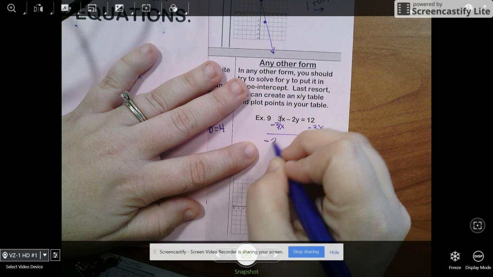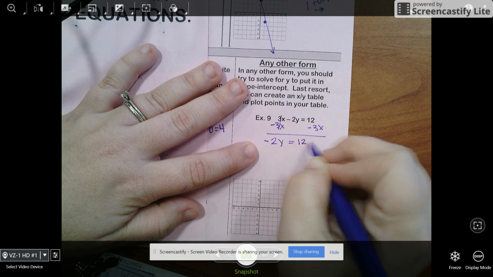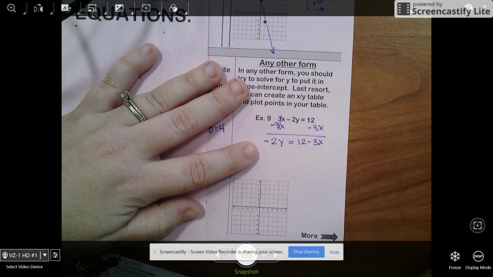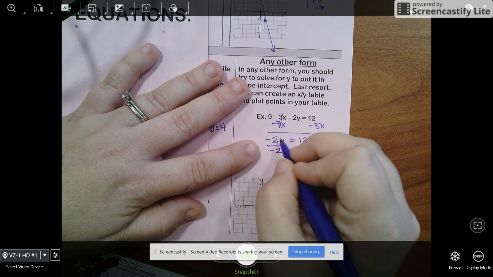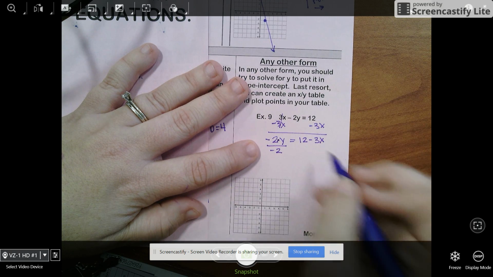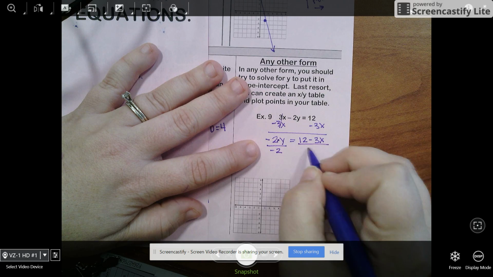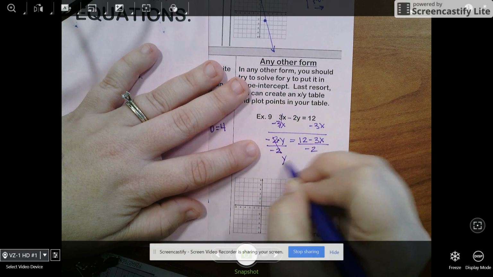So I got -2y equals 12 minus 3x. Notice how I couldn't add those up because they weren't like terms. And then I got to get rid of the -2. Remember, that was multiplied, so to undo it, I divided. Okay, so that cancels out. So I got y equals.